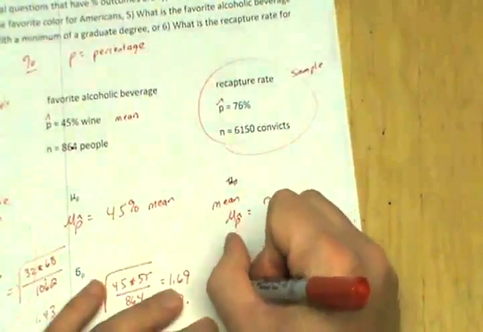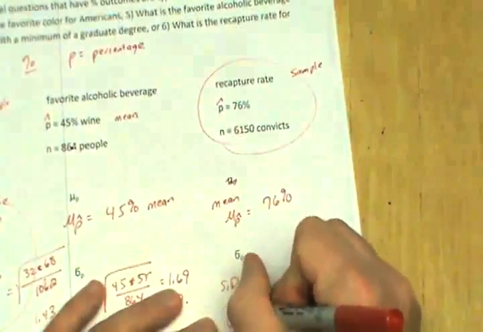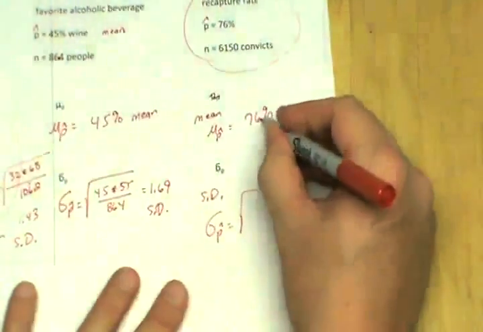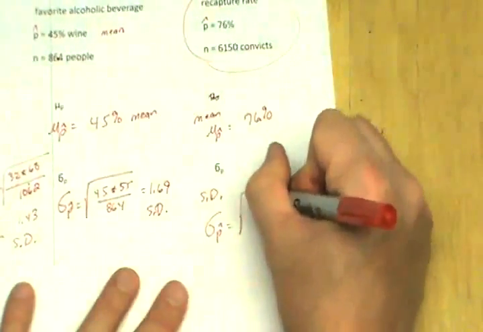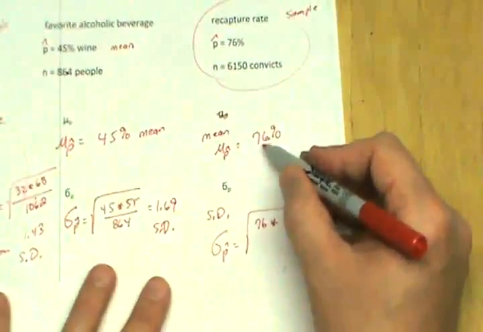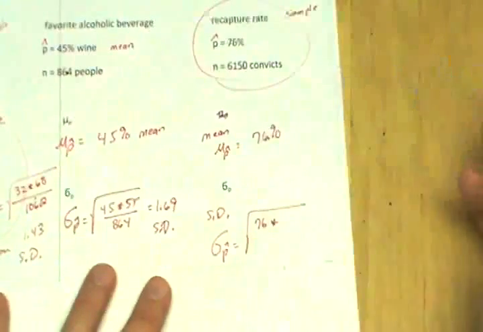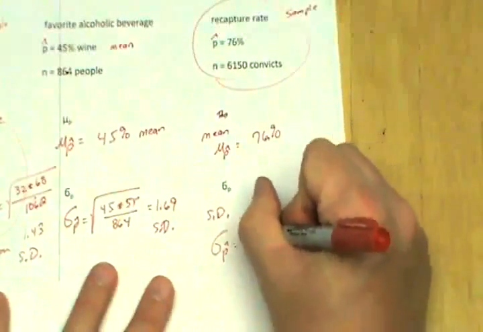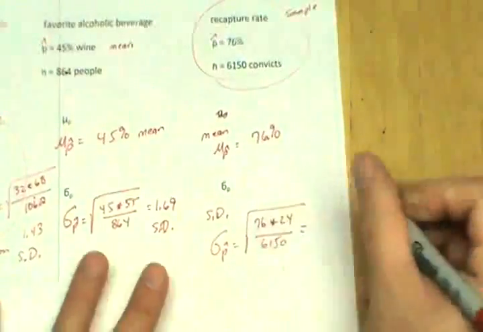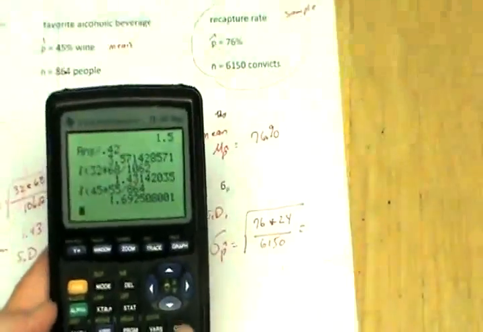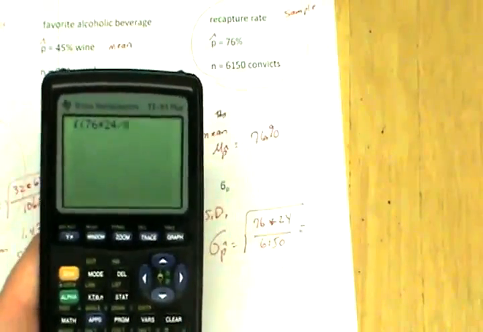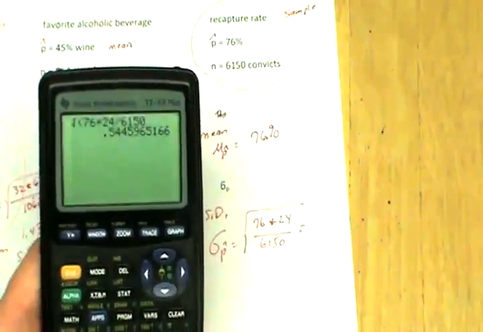We're then going to say the standard deviation is sigma sub p hat, and that's going to be the square root of p, which is 76, times q. Now if 76% are recapture, then everybody else would come up to be 24%, and you divide that by 6,150. Okay, so square root 76 times 24 divided by 6150, 0.54.